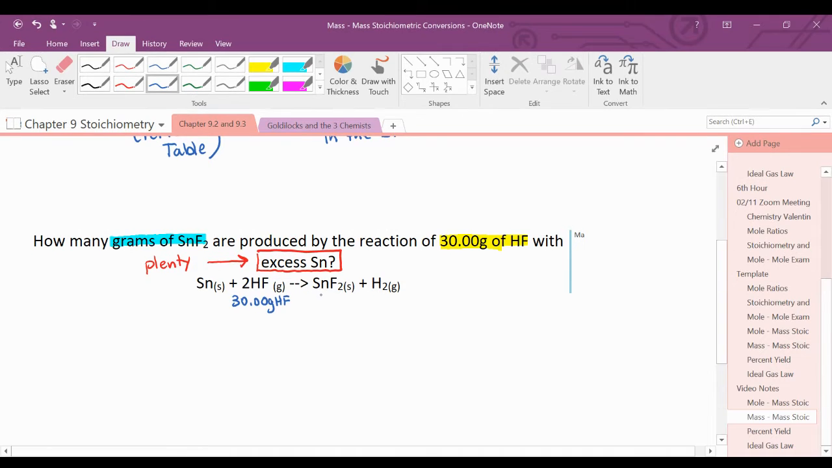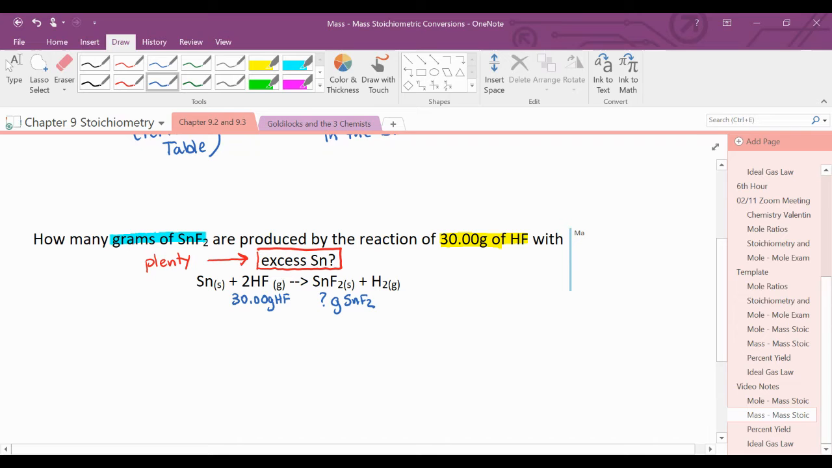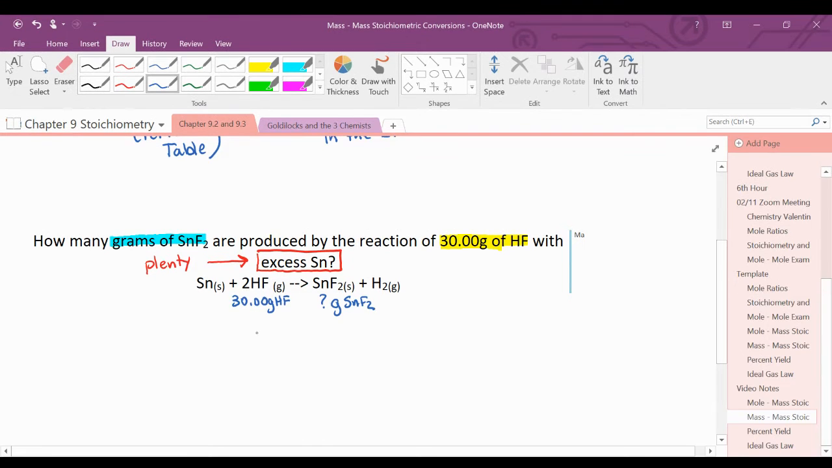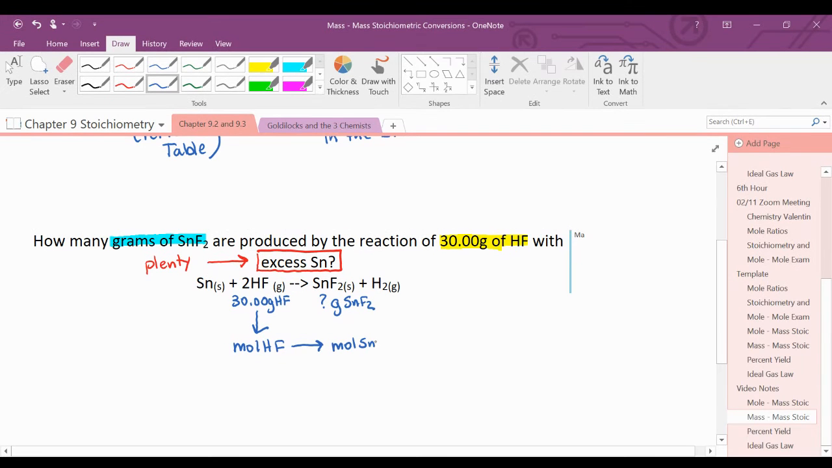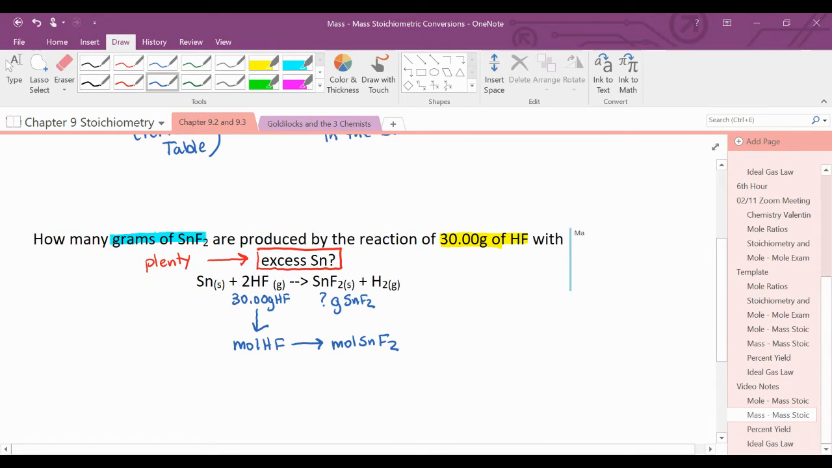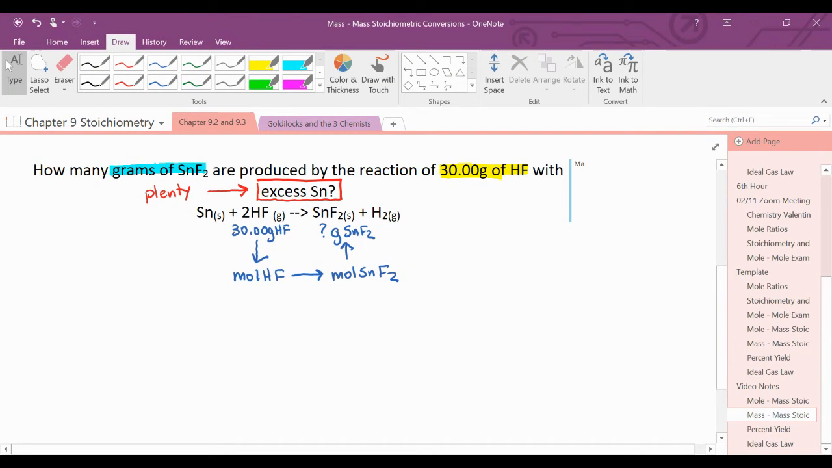And we want to know how many grams of tin 2 fluoride we can produce. So I'm going to convert from grams of hydrogen fluoride to moles of hydrogen fluoride. Then I can convert to moles of tin 2 fluoride. And then finally, to grams of tin 2 fluoride. Each arrow is a conversion factor. Kind of helps you picture where you're starting from and where you have to go.